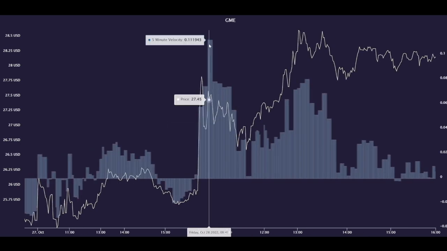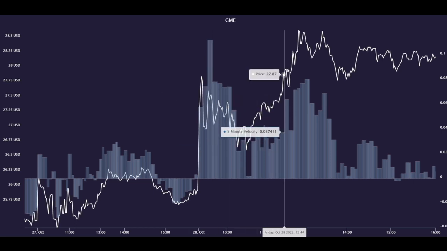So if we look at the 5-minute, here was your most extreme 5-minute print. Price was 27.54 at the time. Okay.